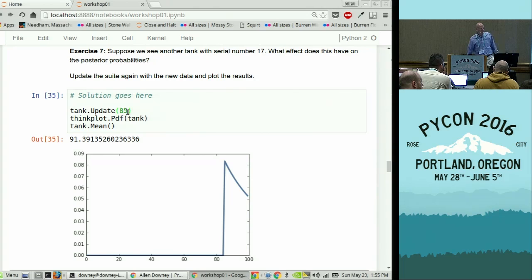Is there a metric for that? Yeah, there's entropy. If you want to look up entropy, I'll leave it at that for now.